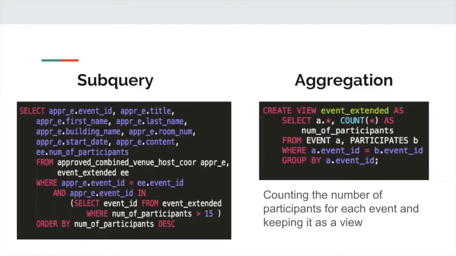Regarding subqueries, we have one subquery, which you can see over here. We have two selects nested into one another, and this subquery is used to display the top events on our database. Top events are those which have a number of participants which is more than 15, which we do by using this subquery. And for aggregation, this view is actually an example of aggregation as well, in which we count the number of participants based on the data in the participants table and put it as a view here.